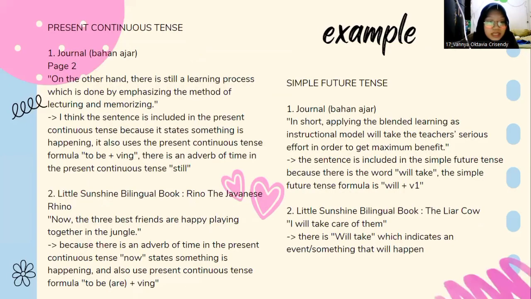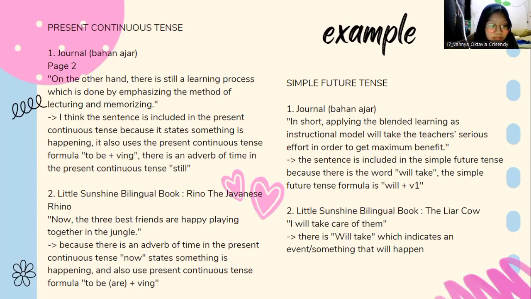Example of the present continuous tense, first from the journal, page 2. "On the other hand, there is still a learning process which is done by emphasizing the method of lecturing and memorizing." I think the sentence is the present continuous tense because it states something is happening. It also uses the present continuous tense formula, to be plus V-ing. There is an adverb of time in the present continuous tense: "still".